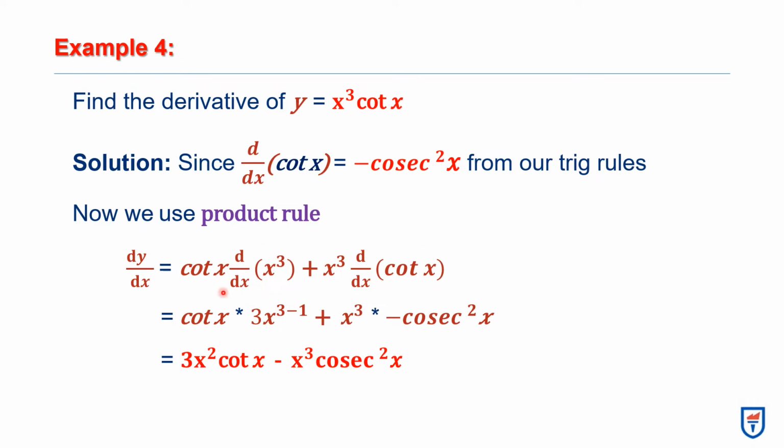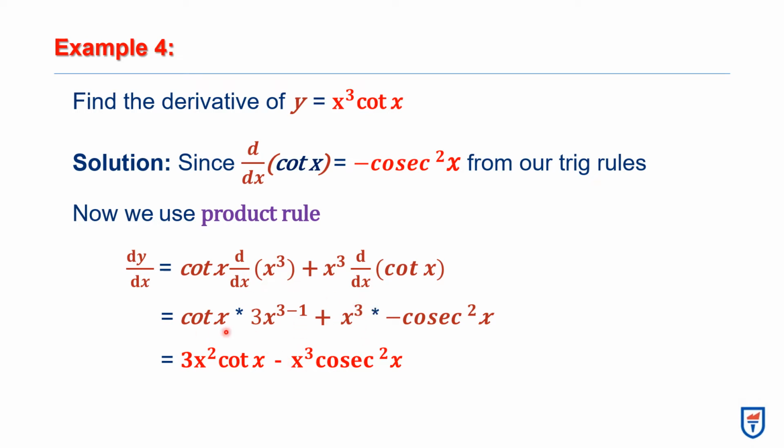And now we have to find the derivative of our x cubed. The derivative of x cubed, we need to use the power rule. When we use the power rule, we're going to say 3 times x to the power 3 minus 1, which is the result of the derivative of our x cubed. And then when we substitute to find the derivative of cot x, the derivative of cot x from our differentiation rule is equal to minus cosec squared x, which is multiplied by x cubed.